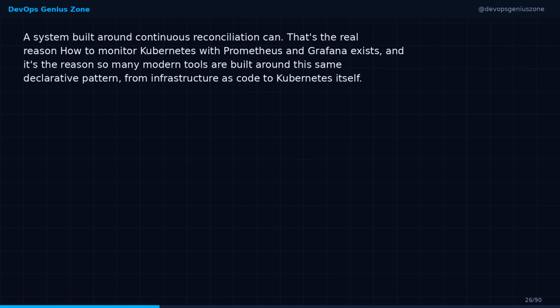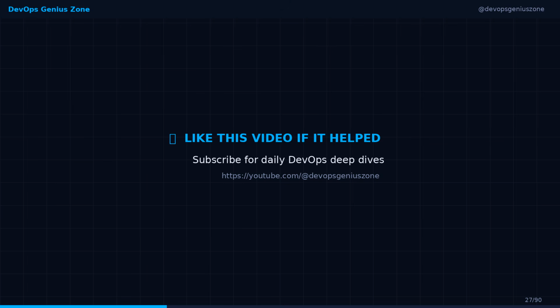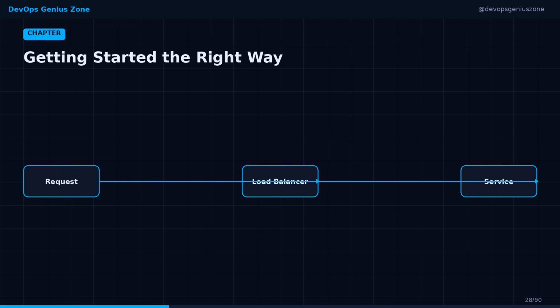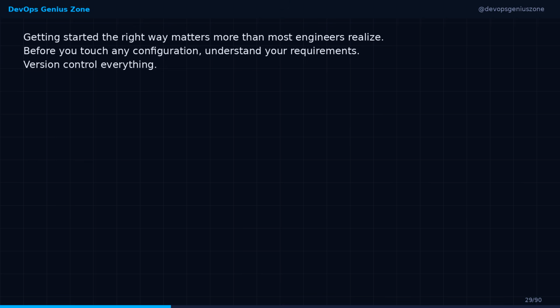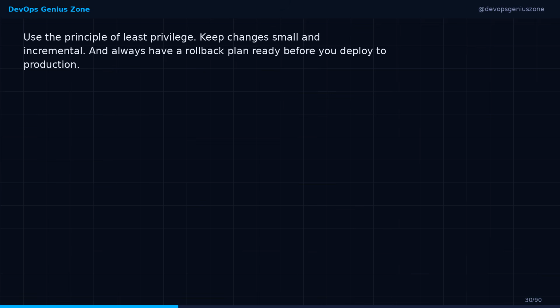Getting started the right way matters more than most engineers realize. Before you touch any configuration, understand your requirements. Version control everything. Use the principle of least privilege. Keep changes small and incremental. And always have a rollback plan ready before you deploy to production. I've seen so many engineers skip these steps with how to monitor Kubernetes with Prometheus and Grafana and later regret it when they can't recover from a failed deployment. Your future self will thank you. I always tell my mentees, if you can't draw the architecture on a whiteboard, you're not ready to implement it.